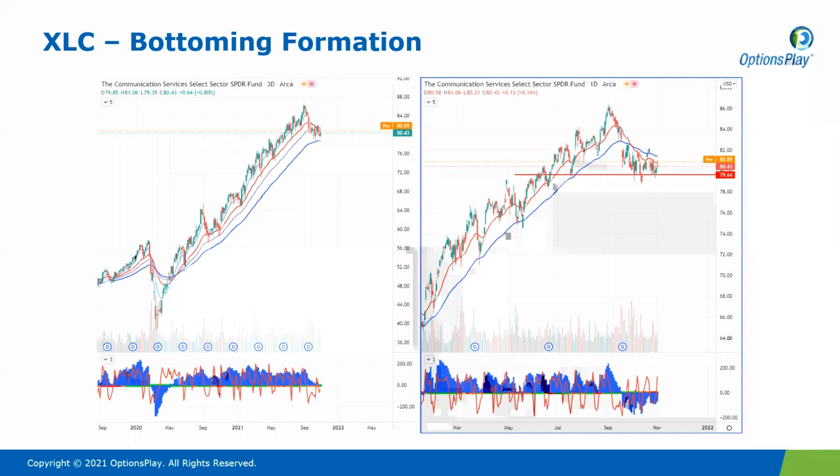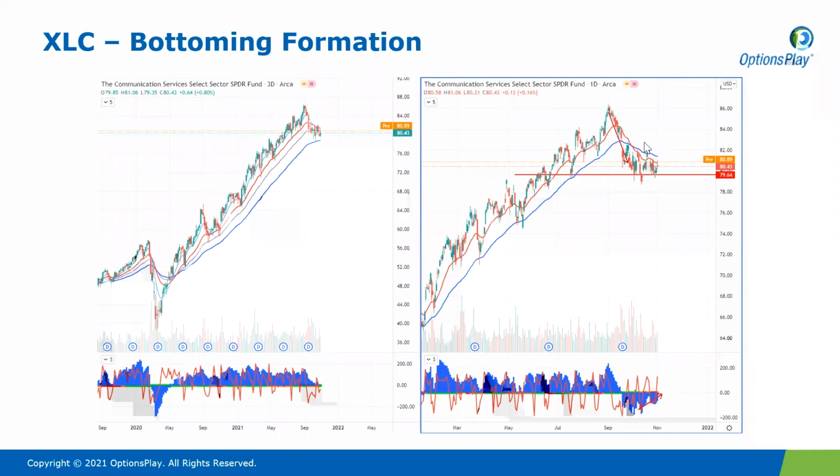Okay, so looking at some sectors, communications. Now, I wanted to highlight communications. I know it's in the lagging category, but what we're seeing here is a reversal in price and a bit of a base formation at around $80 or so. Price is finding support at the $80 level, and I do think that momentum is starting to shift higher slightly.